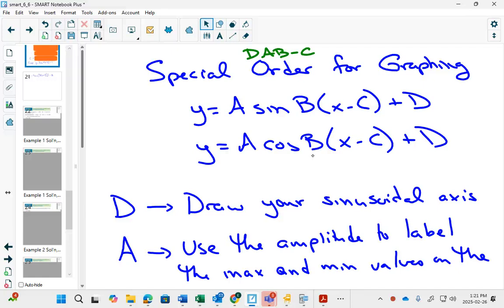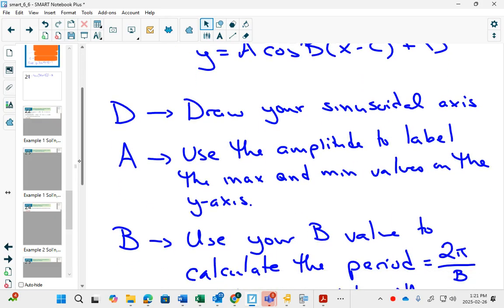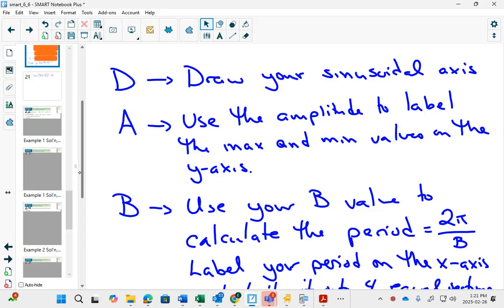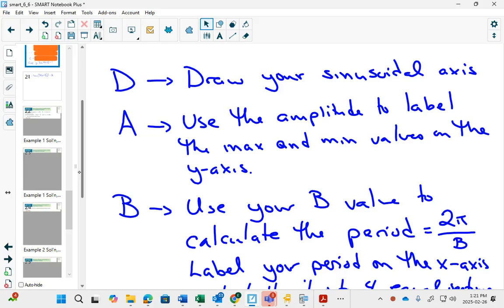So this is our special order and technique for graphing sine and cosine when you have A, B, C, and D. Or if you're missing one, you still can use it. You're going to start with your D value. So the very first thing you're going to look at, what's your D value? That's going to become your center line.